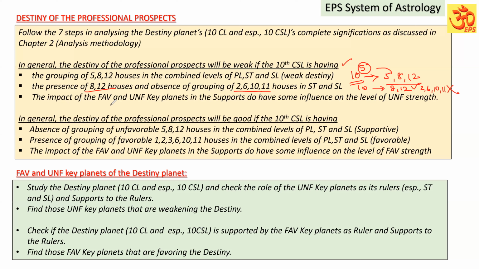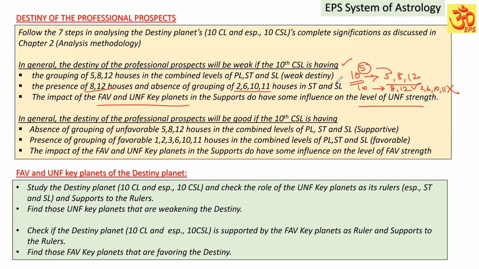Then the impact of the favorable and unfavorable key planets in the supports does have some influence on the level of unfavorable strength. We are talking about the unfavorable. Suppose the planet, star lord, and sublord planet have a favorable or unfavorable key planet in their supports, such as Rasi lord, conjunct planet, aspected planet, or indirectly influencing planet. Based on the impact, the level of unfavorable strength will be more. Understand? Okay, now we have talked about the 10th sublord destiny.